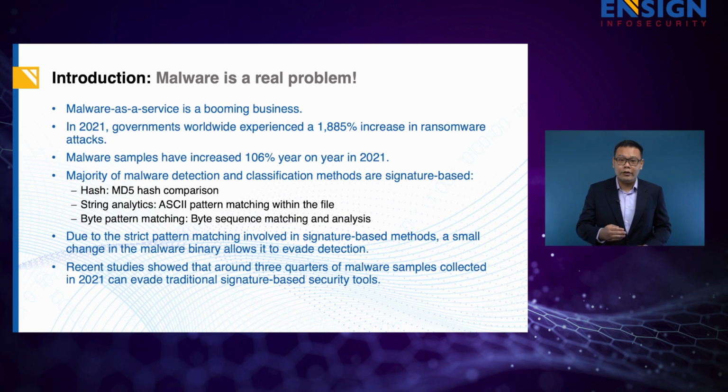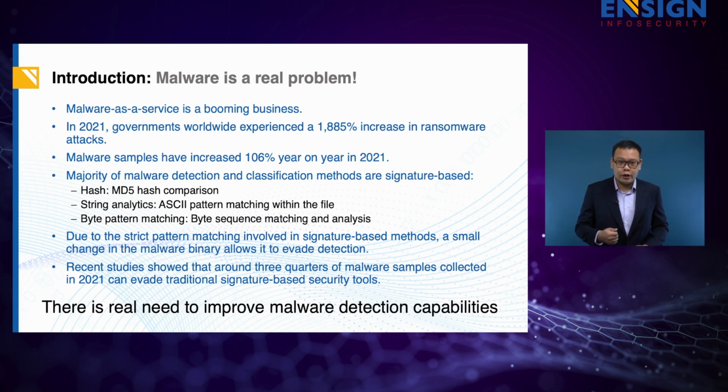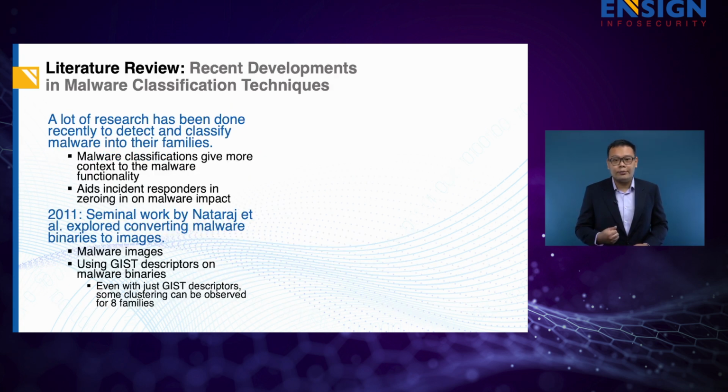Notwithstanding this, recent studies showed that around 3/4 of malware samples collected in 2021 can already evade traditional signature-based security tools. Thus, the detection and classification of malware is a real problem, and there is an urgent need to improve capabilities in this area quickly. Recently, there has been a sudden surge in malware activity, but it has actually already been on the rise since 2010. The researchers have been actively trying to address this problem.